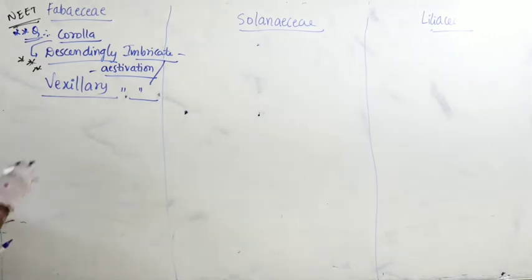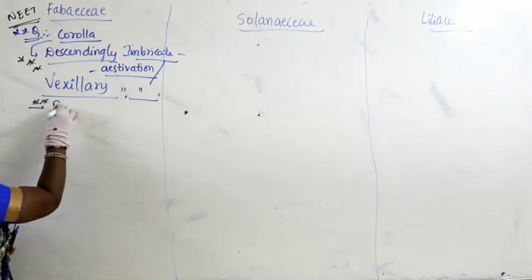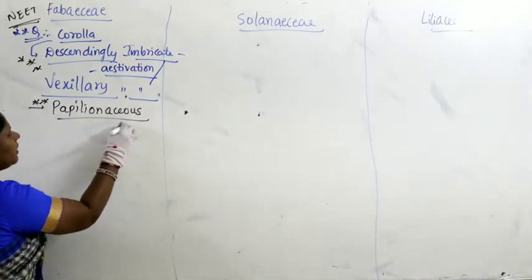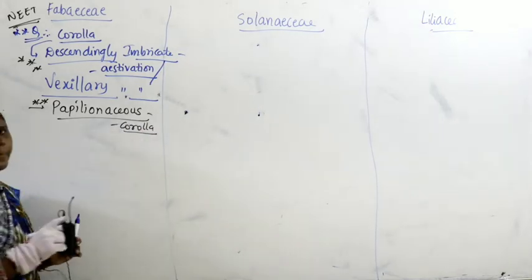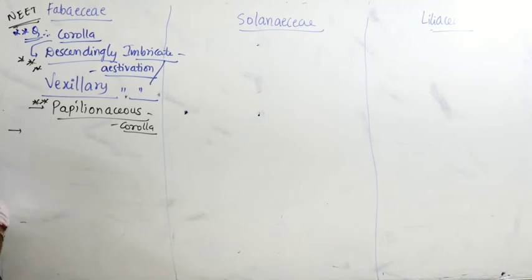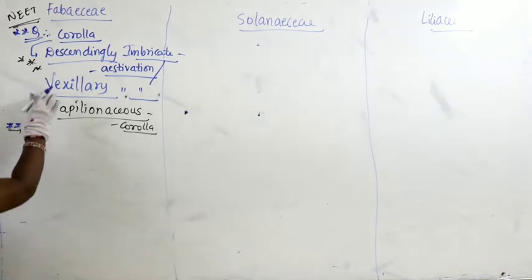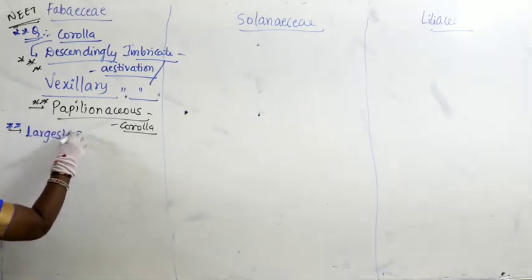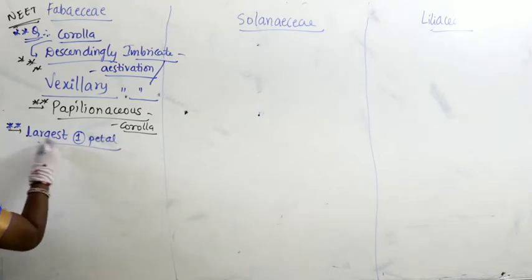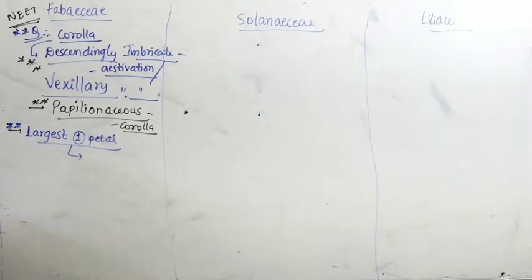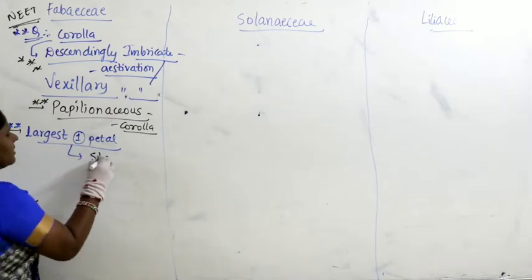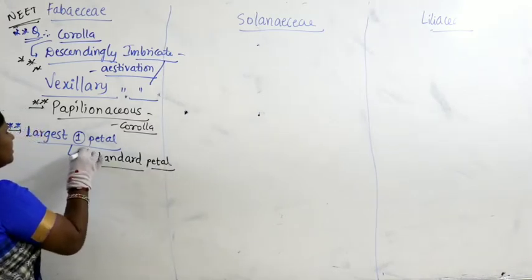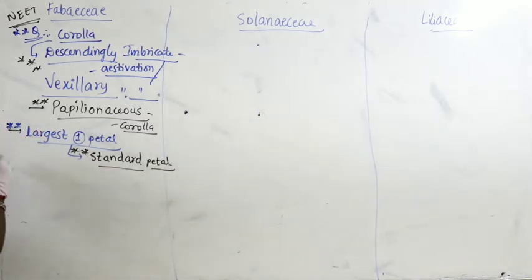And such type of corolla, as we discussed in the last class, is called as papilionaceous corolla. What do we call such type of corolla? Papilionaceous corolla, right? So as you have to remember, in papilionaceous corolla, in descending aestivation, what do you find? The largest single petal, one petal, is called as what? What do we call that one largest single petal? We call that as a standard petal.